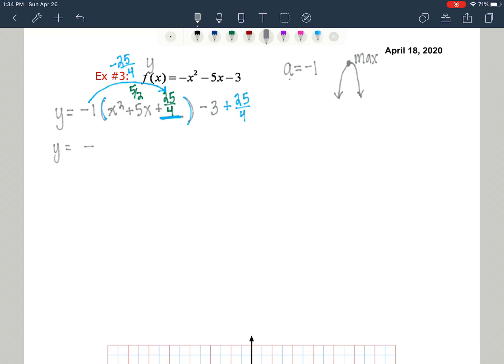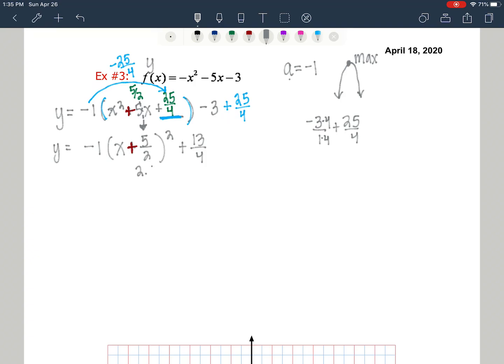So I'm going to write this in vertex form. -1 times x plus, this is a positive because our linear term inside the parentheses was positive, x plus 5/2, this 5/2 just comes down and falls right in there, quantity squared, and then I have -3/1 plus 25/4. I'm going to get a common denominator, so I have -12/4 plus 25/4, which is 13/4.